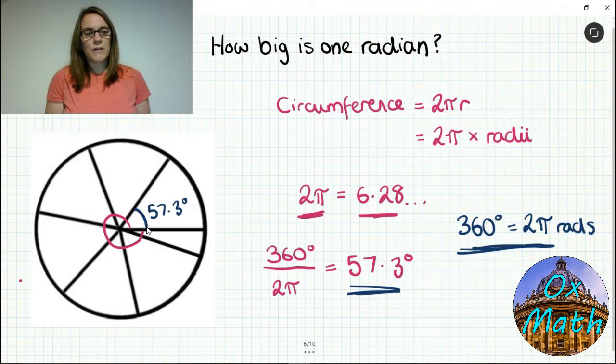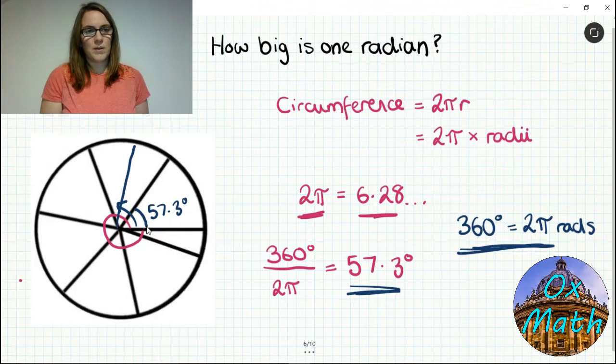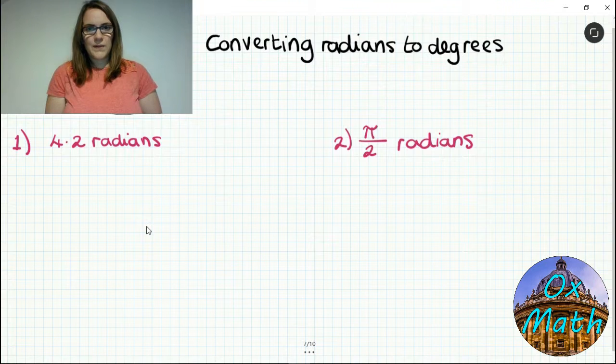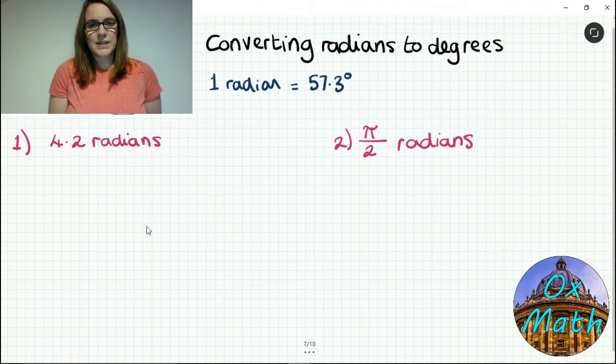So obviously we've been looking at complete radians, but we're not always going to have complete radians. Sometimes we might have an angle that is roughly this size, that is obviously 1 and a bit radians. So we need to know how to convert between any number of radians and any number of degrees. So how do we convert from radians to degrees? Remember, we know that 1 radian is equal to 57.3 degrees. Now this is not exact.